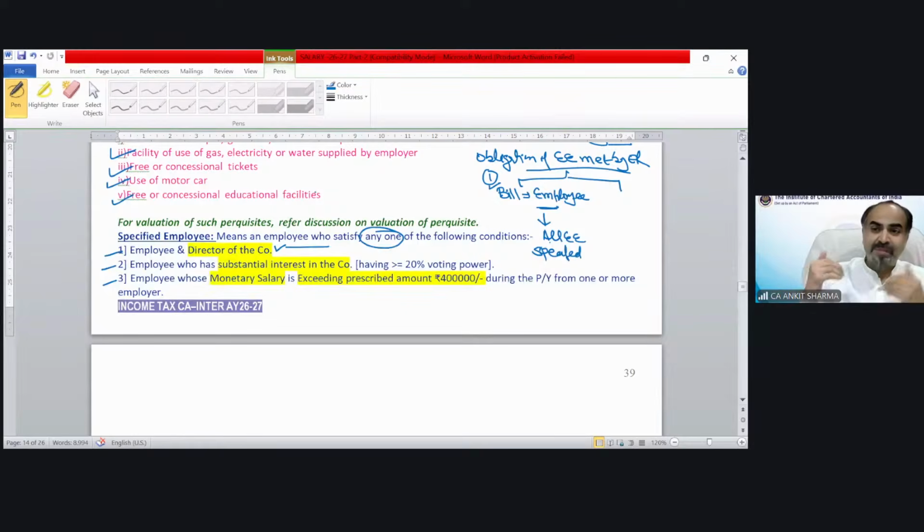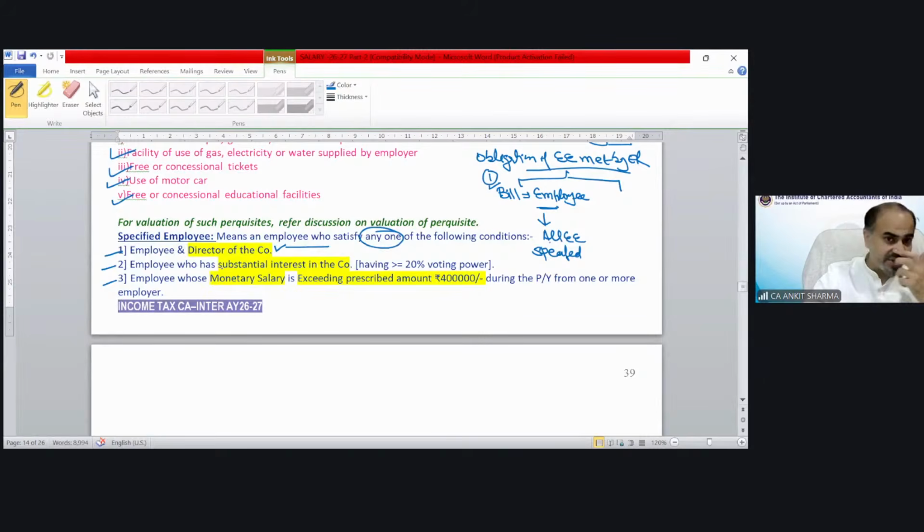So if a director becomes an employee, the employer can provide those kinds of perquisites where the bill is in the name of the employer, where a person is directly provided by the employer. You understand the logic behind it? You can see it's a powerful employee we are talking about.